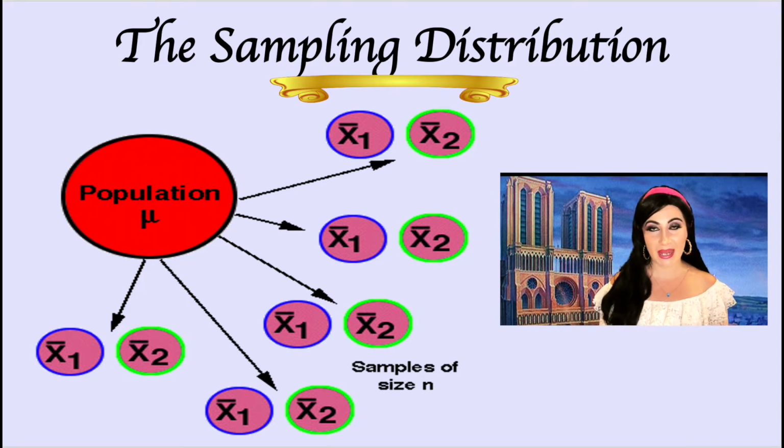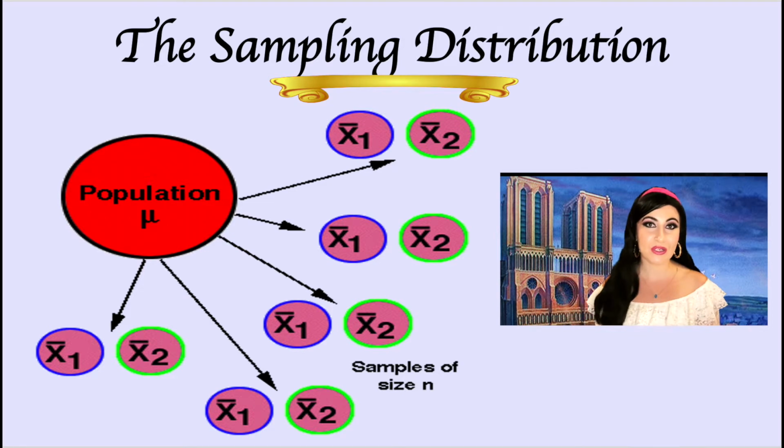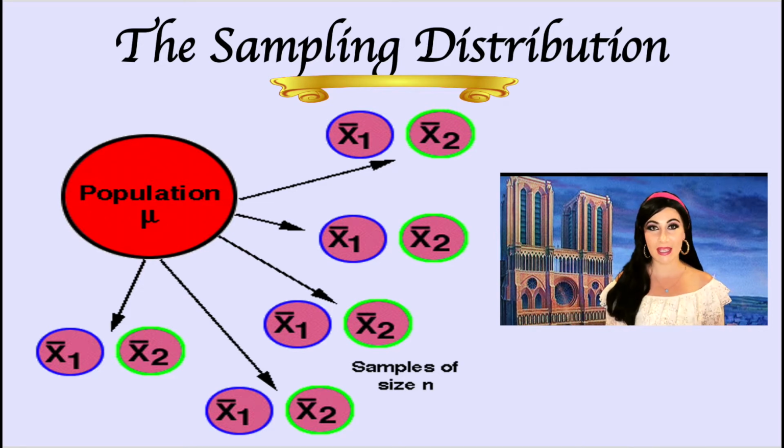So ultimately what happens is a researcher will take sample after sample after sample, depending on how large a population is. The larger the population, the more samples the researcher would probably want to take in order to represent all of the participants within that particular population.